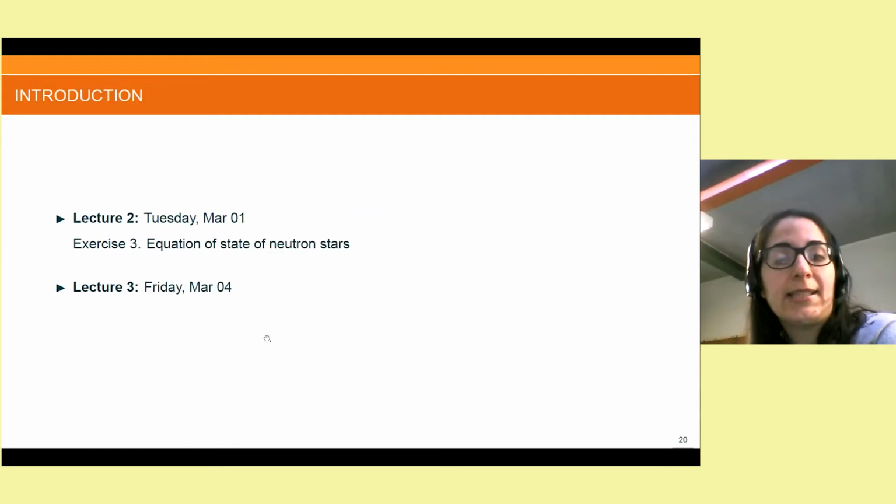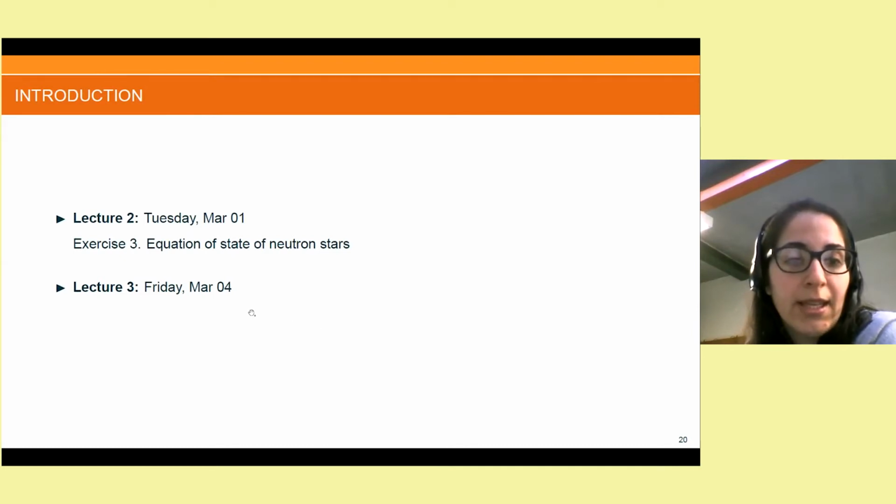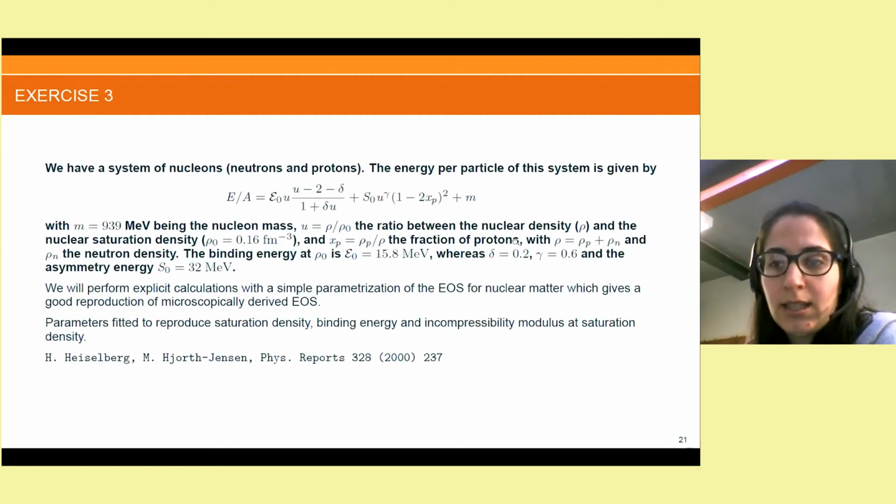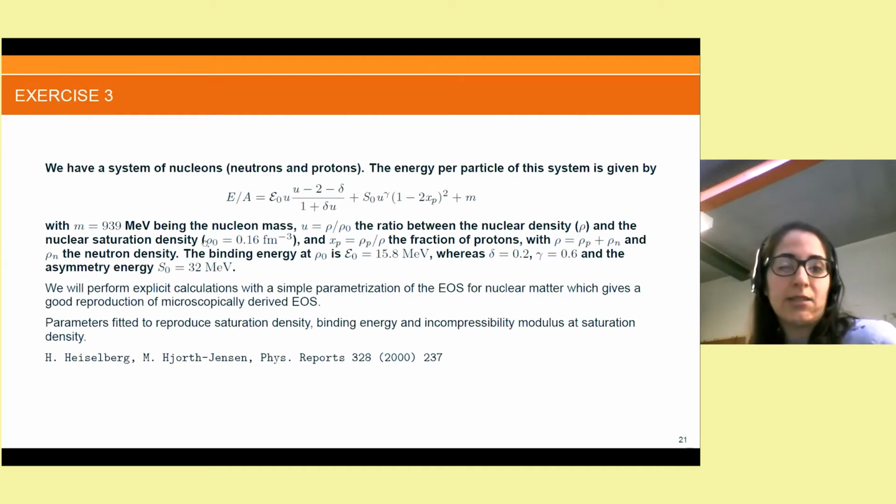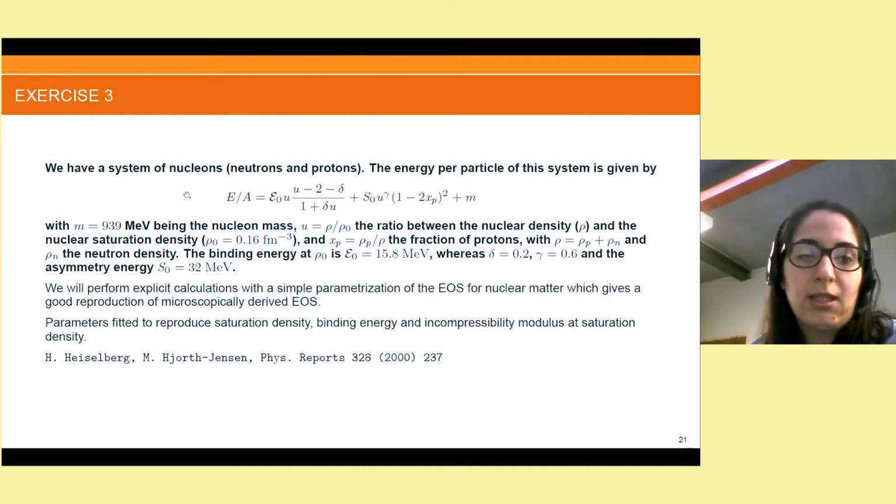So the next exercise that we are going to do is related to the equation of state of neutron stars that Laura was telling us about in yesterday's lecture. And this is the exercise. We consider a system of nucleons, only neutrons and protons. And for the energy per particle of this system, we take a parametrization.